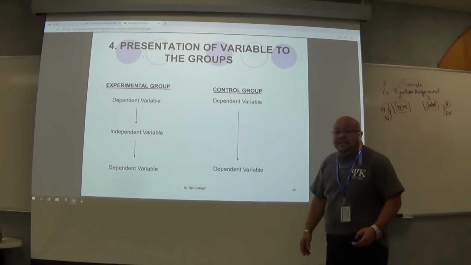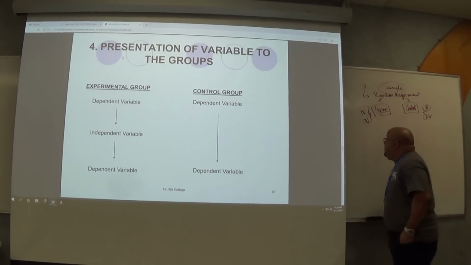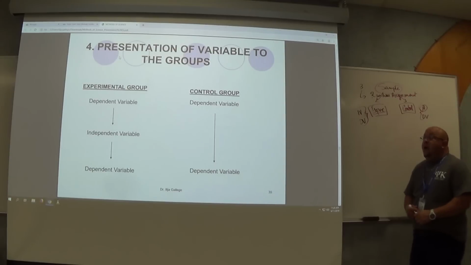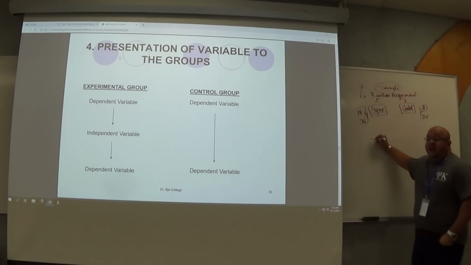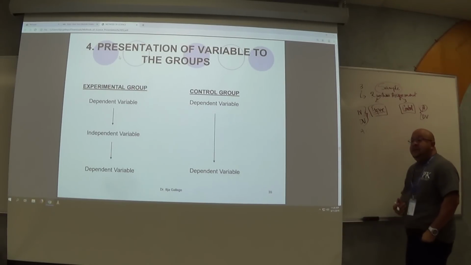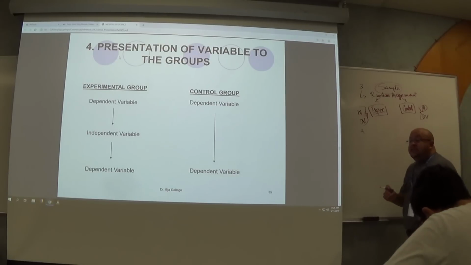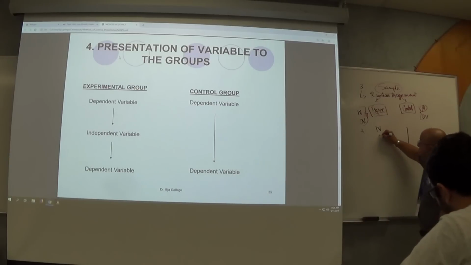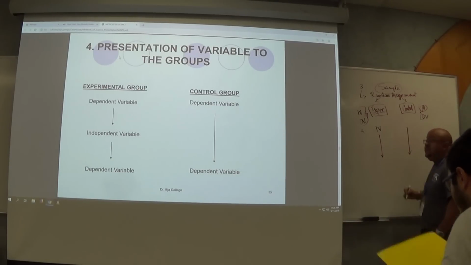Okay, so the next step that we're going to do is the fourth step, excuse me. And the fourth step involves giving the variables to the groups. So in step 4, we actually give the groups the independent and dependent variables. So the simplest thing that I can do and still be called an experiment is to give the independent variable to the experimental group, do not give it to the control group, and go on for as long as I decide to do this study.